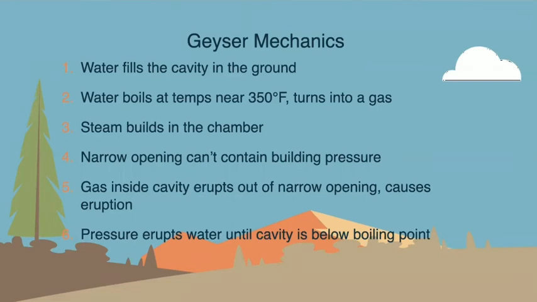And then next, water boils at temps near 350 degrees due to the heated rock from the hot spring or the hot spot. And the Earth's pressure also heats up the water. This water turns into a vapor that builds in the pressure. And then importantly, colder steam creates a seal at the top of the narrow opening, allowing the pressure to build.